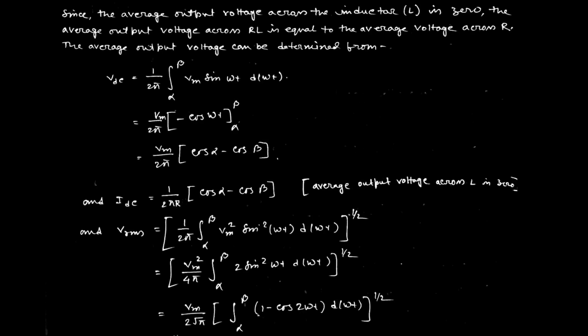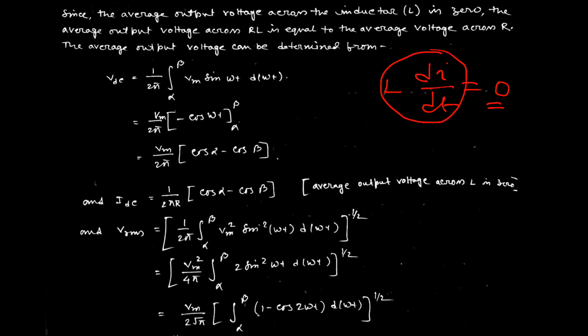Since the average output voltage across the inductor is 0, what does that mean? Under steady state operation, the average voltage across the inductor is defined by L di/dt. If we consider the current I to be constant for steady state operation, the derivative of a constant gives you 0, right? That means under steady state operation, the average output voltage across the inductor is 0.